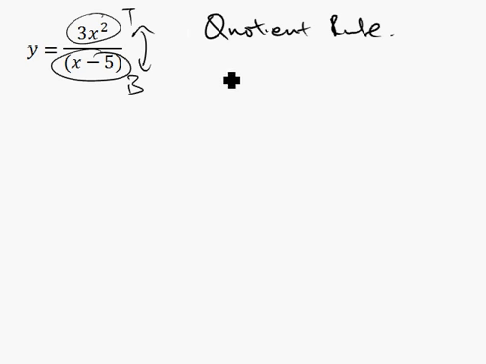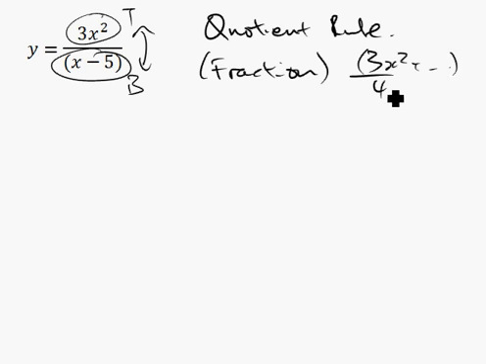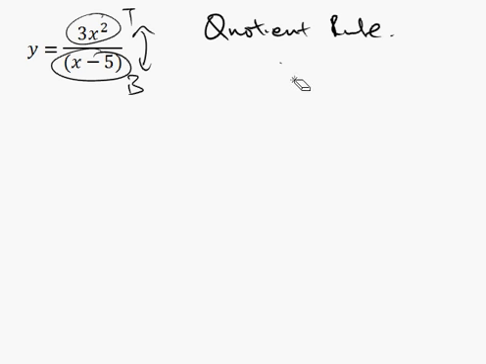Obviously, it needs to look like a fraction. Now, when I mean fraction, I don't mean just numbers. For example, 3 over 4, I know that's a fraction. But I'm referring to something more complicated, like 3x squared or whatever. Something over something like that, that's a fraction. So that's how you recognize when you need to use quotient rule.